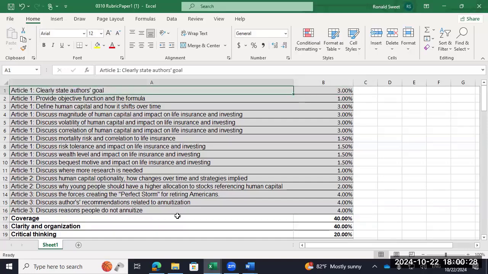Make sure you're real clear on what the author is doing. They're trying to connect life insurance and your asset allocation strategy. Make sure you state these two things and link them with human capital. Make sure that's real clear. Have the formula in there. That's the give-me points. I would probably put the graph of human capital in your paper. And then magnitude, volatility, and correlations, people lose the most points.